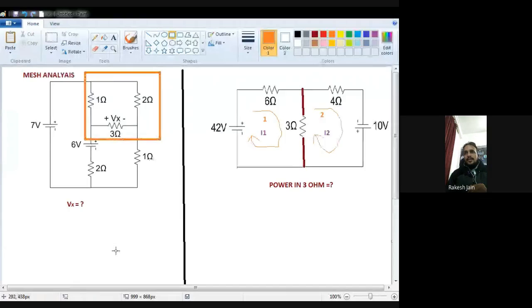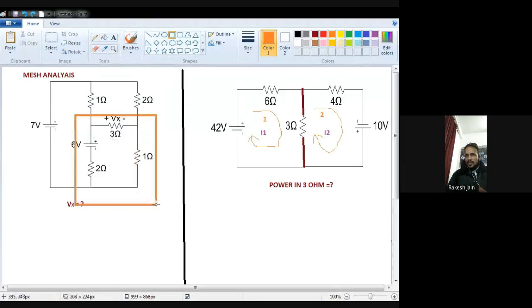Then this 6 volt battery, 3 ohm resistance, 2 ohm resistance and 1 ohm resistance is also a closed path. So there are a total of 3 closed paths. Now we mention the direction of the current, either anti-clockwise or clockwise in all the meshes. I mention clockwise in the first, second and third, because there are 3 meshes. So I write 1, 2, 3 over there.